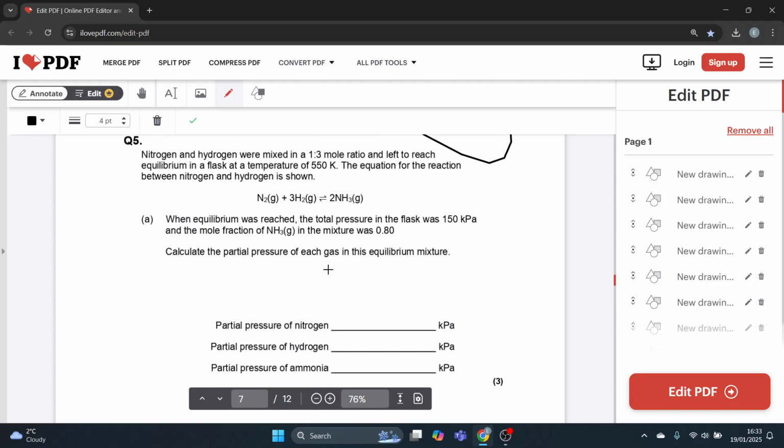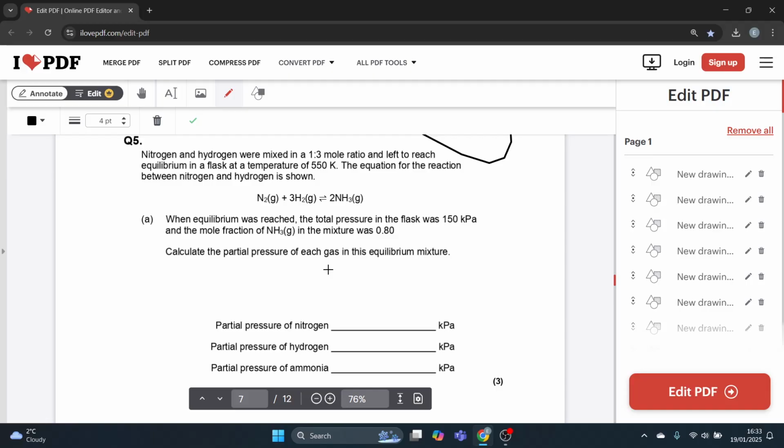Question 5. Nitrogen and hydrogen mix in a 1 to 3 mole ratio and are left to reach equilibrium in a flask at a given temperature. The equation for the reaction between nitrogen and hydrogen is shown. When equilibrium was reached, the total pressure was given, and the mole fraction of NH3 was given. Calculate the partial pressure of each gas in this equilibrium mixture.